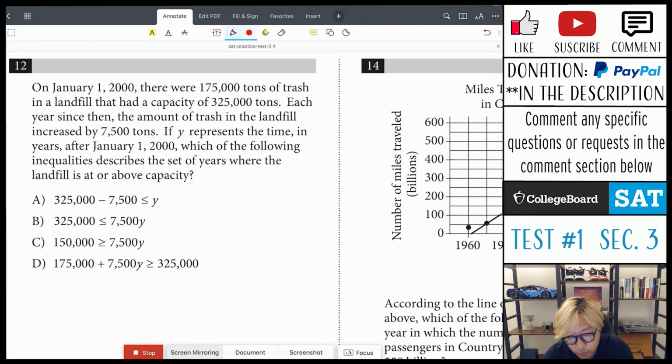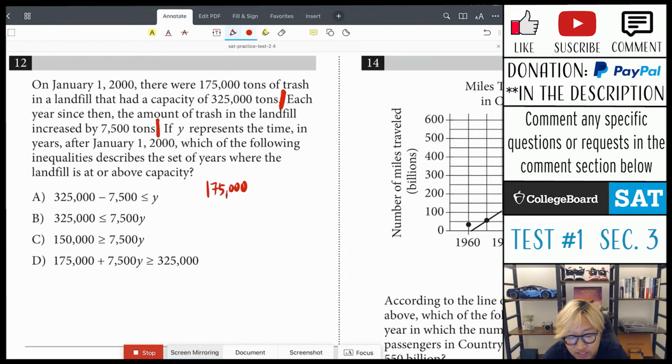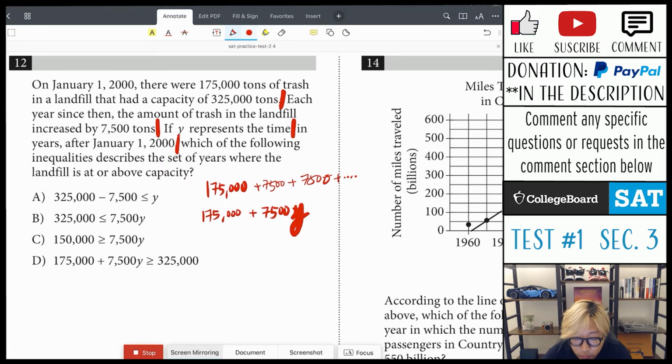Number 12. On January 1st, 2000, there were 175,000 tons of trash in a landfill that had a capacity of 325,000 tons. So they had 175,000 to begin with. Each year since then, the amount of trash in the landfill increased by 7,500 tons. So plus 7,500 plus 7,500, on and on. So I can go ahead and generalize this to 175,000 plus 7,500x.